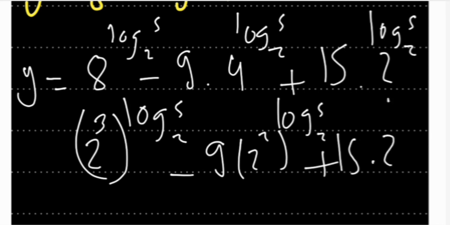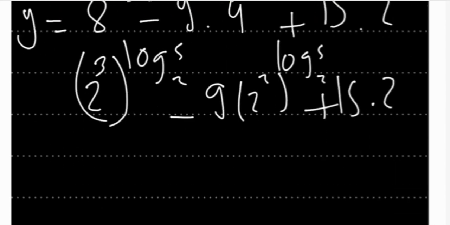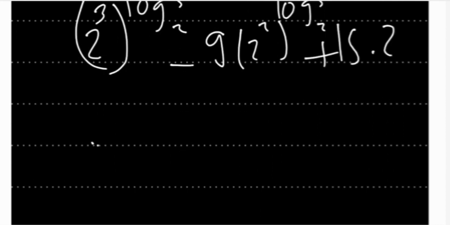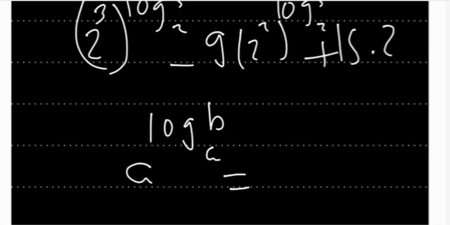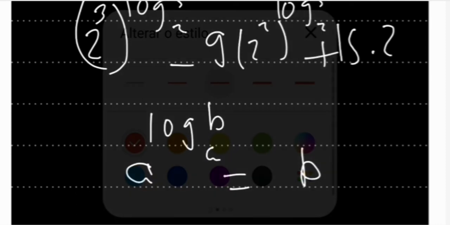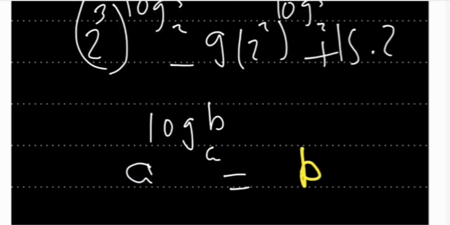And here you need to remember the property. If you have a number a to the log of b in the base of a, you can say that this is just b, right? Because this is in the base of a and this is a. So this is just a reminder, okay, of a logarithmic property. And here it is a. Okay, here is a.